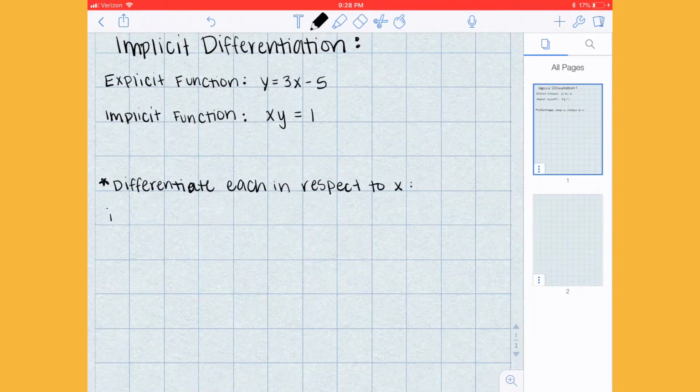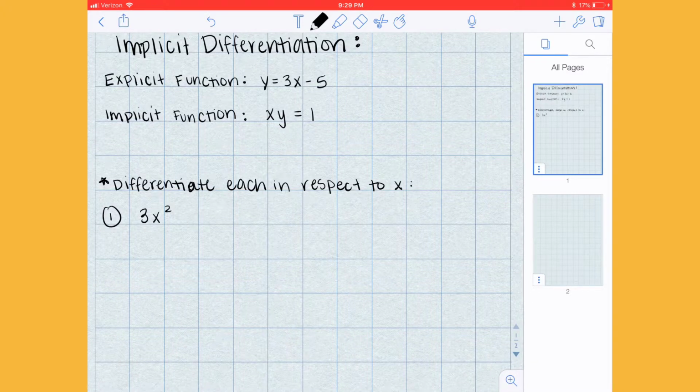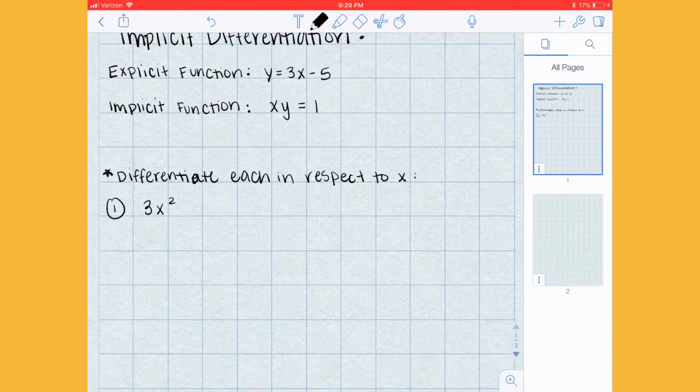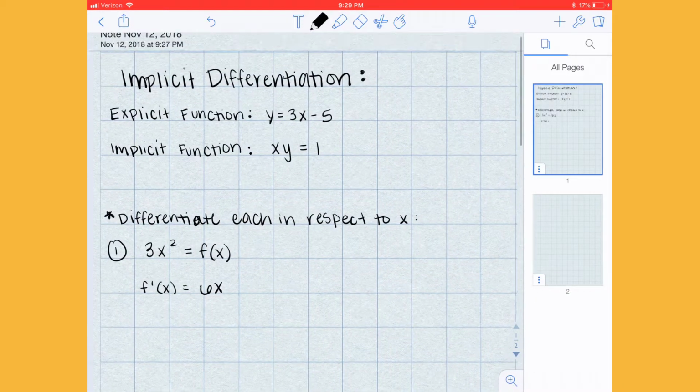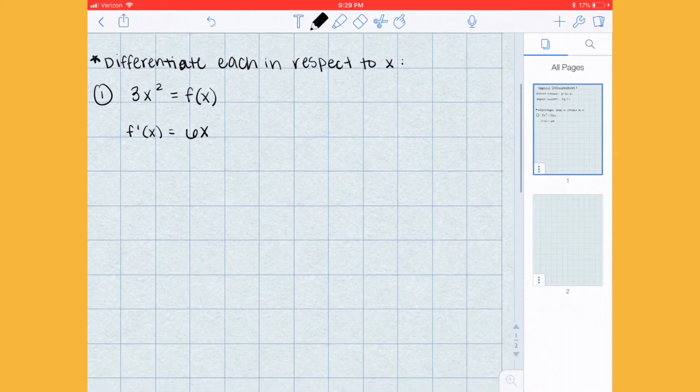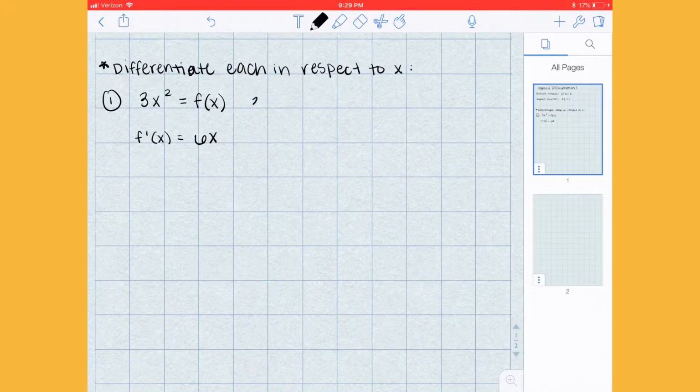So let's say that I'm looking at the value 3x squared. We already feel comfortable on how to find the derivative of this. If this is my f of x and I now want to find my f prime of x, I utilize the power rule and I get 6x. So nothing new there, because I'm just finding a derivative value.